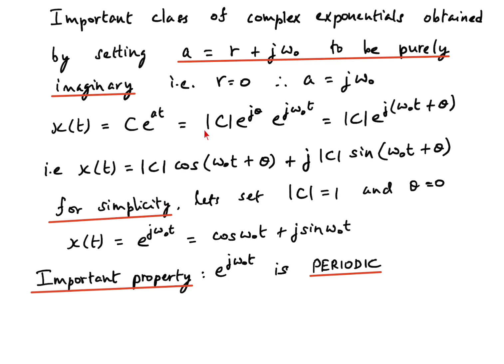And for simplicity, I'm just going to make the magnitude of c equal to 1 and theta equal to 0. So we'll just say there is no phase shift and the amplitude is 1. That makes the signal simply cosine omega naught t plus j sine omega naught t, which makes the representation more compact. But in general, it applies even with the phase. Even if you have some amplitude and some phase shift, the observation is that this particular signal, when a is purely imaginary, is a periodic signal.